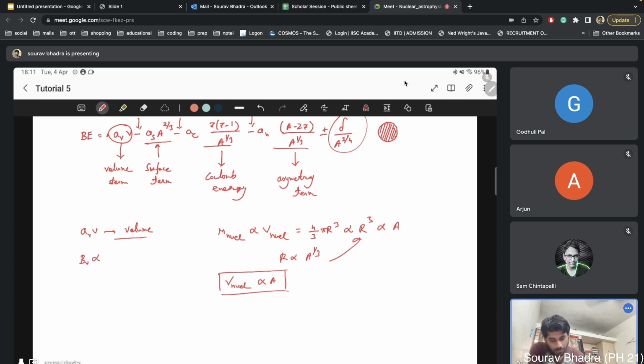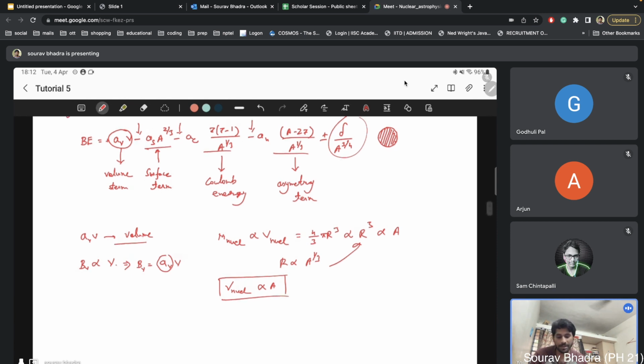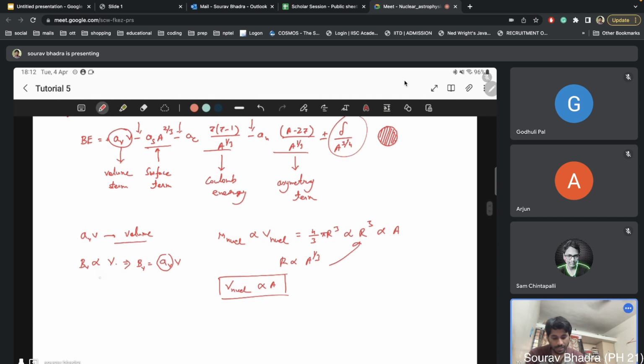So it is proportional to volume, and if I want to convert the proportional sign to an equals sign, then I have to add a constant. This is the constant coming into the volume term. So AV is constant. Similarly, in the second term AS, in the third term AC, AN, all these values are constant. Okay. So this is the reason behind the volume term, which is the main factor of the binding energy.